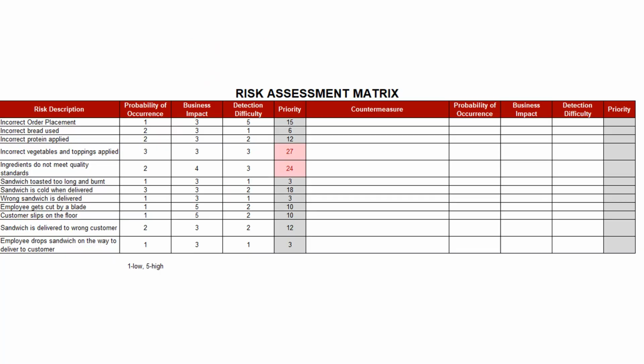As you can see from our risk assessment matrix, we have identified two very high priority risks that could be causing these outages. The top two priorities are incorrect vegetables and toppings applied, as well as the ingredients do not meet quality standards. This gives us an idea of where we can look in the process for these problems and find potential solutions.